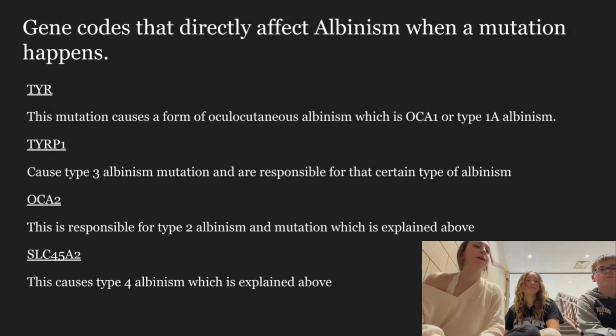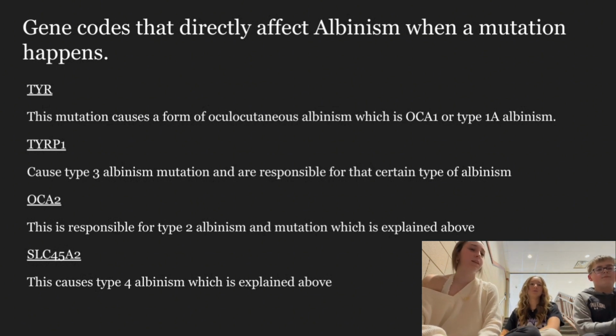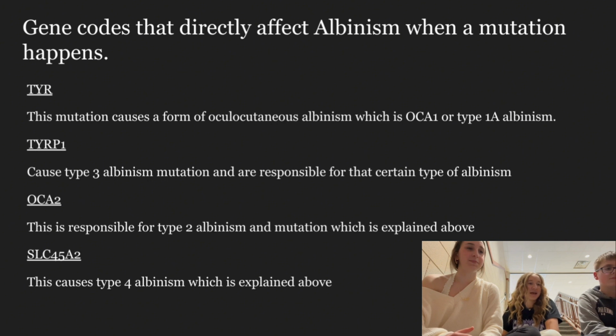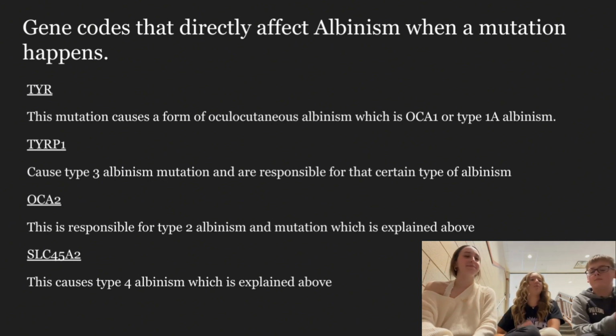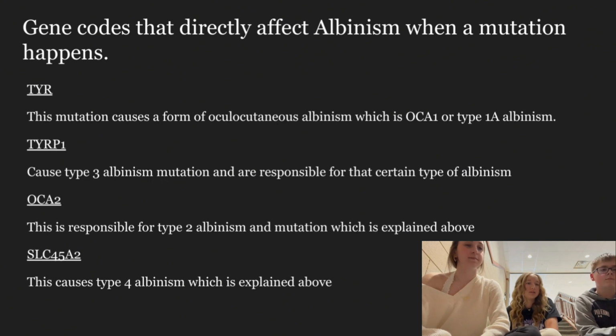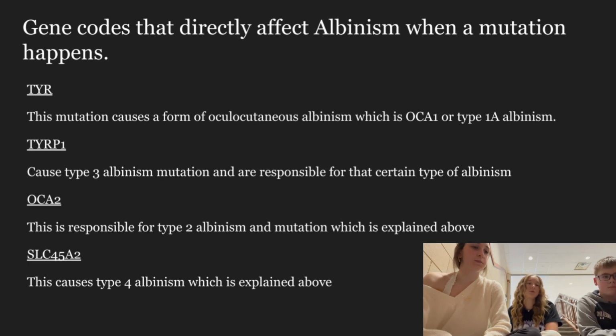Okay, so Riley, why don't you tell us about the gene codes that directly affect albinism when a mutation happens? Okay, so there are multiple types of gene codes, specifically starting with the TYR gene, and this mutation causes a form of oculocutaneous albinism, which is OCA1 or type 1A albinism. Another is the TYRP1 gene, whose mutations cause type 3 albinism, and these are responsible for that certain type of albinism. OCA2 mutations are responsible for type 2 albinism, which is also explained above.